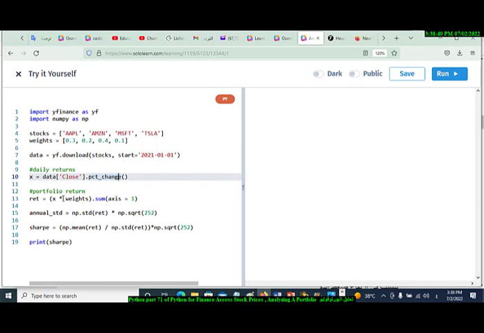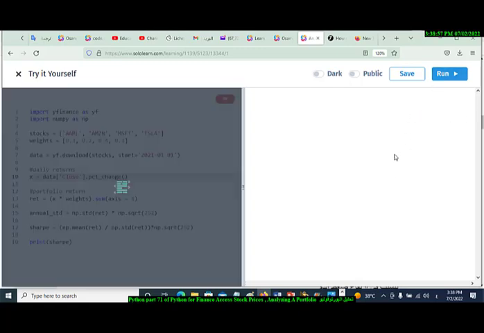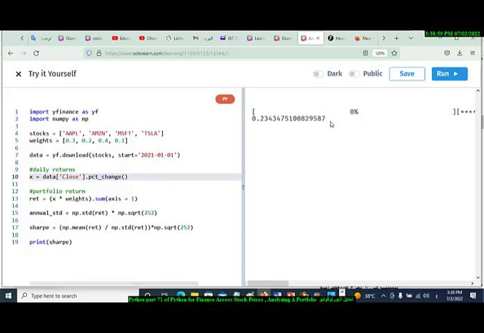Then the Sharpe equals the mean of returns, divided by the standard deviation of the returns. And if we'd like to calculate it annually, we multiply it with the square root of 252. Let's try to find the Sharpe. This is a good Sharpe. It's little, but it's good, not bad.